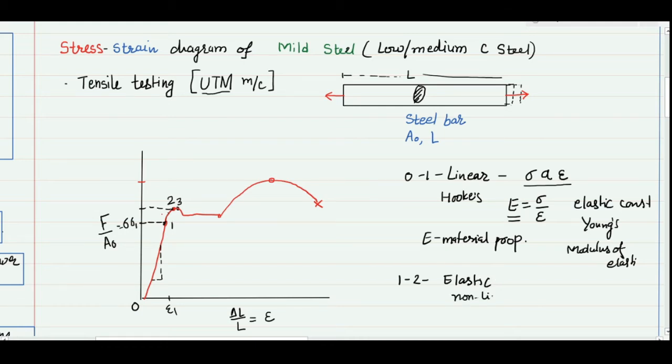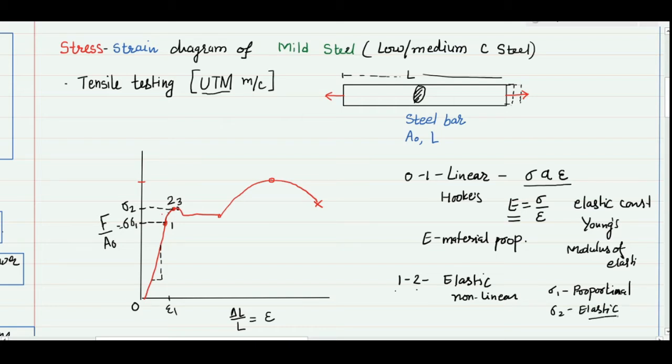Please remember that point 1 to 2 is elastic but a non-linear curve, and 2 is actually your limit. After that there is a permanent deformation. So we define two limits. Sigma 1 is known as the proportional limit, because up to this point your stress and strain are proportional to each other. Sigma 2 is your elastic limit.